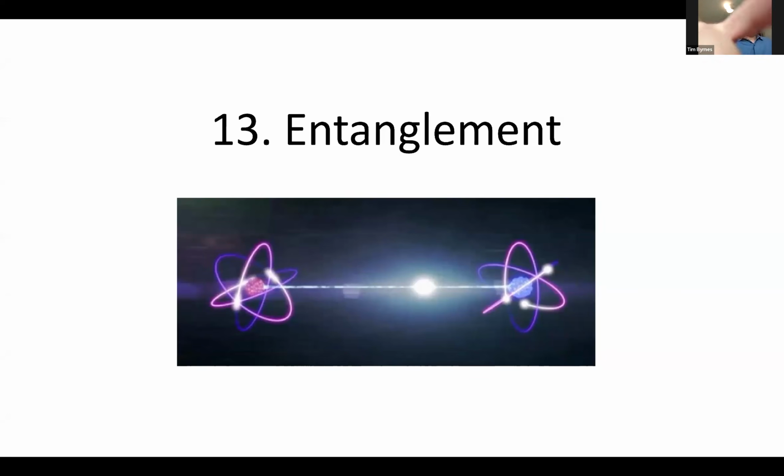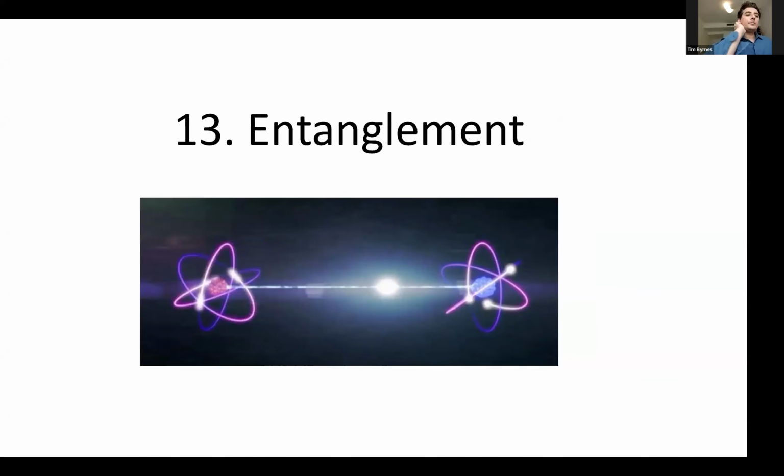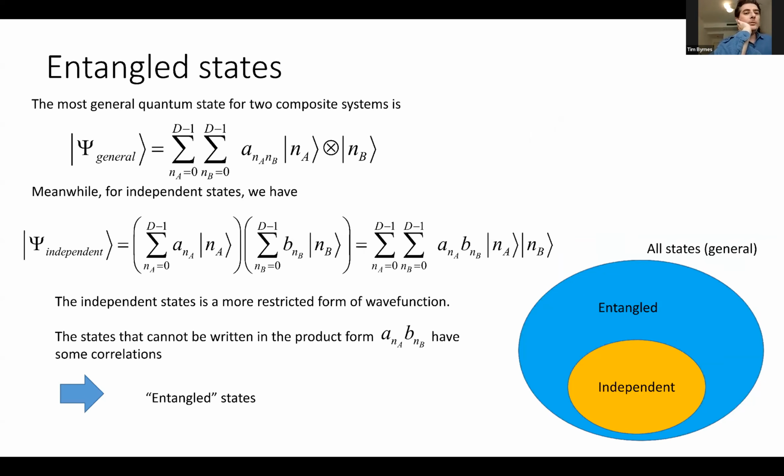So we were talking about entanglement. Basically, entangled states are sort of like the opposite of the independent states that we encountered in the composite systems chapter. Remember, we have a general state that might be written something like this, where you have your composite system, and you have arbitrary coefficients for all the different combinations, and you would write it in terms of these two labels, NA and NB.